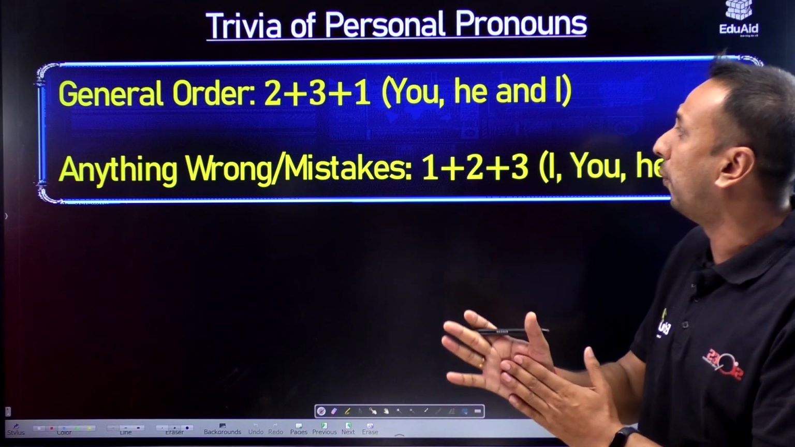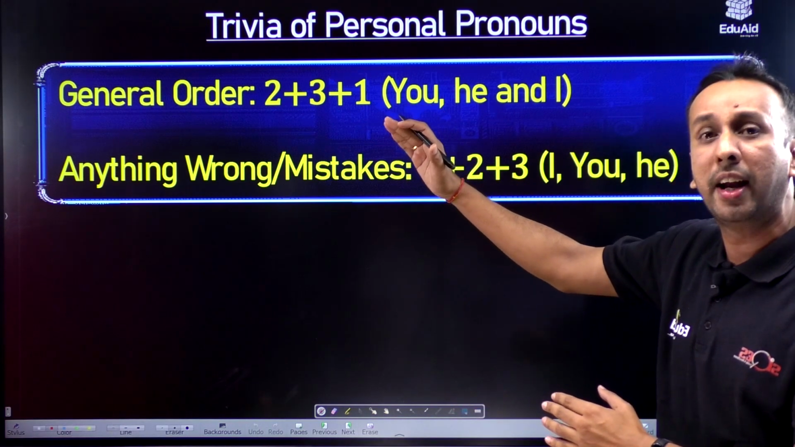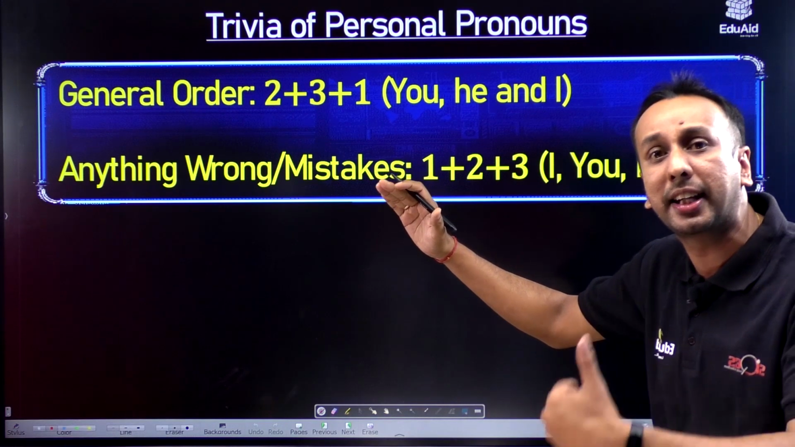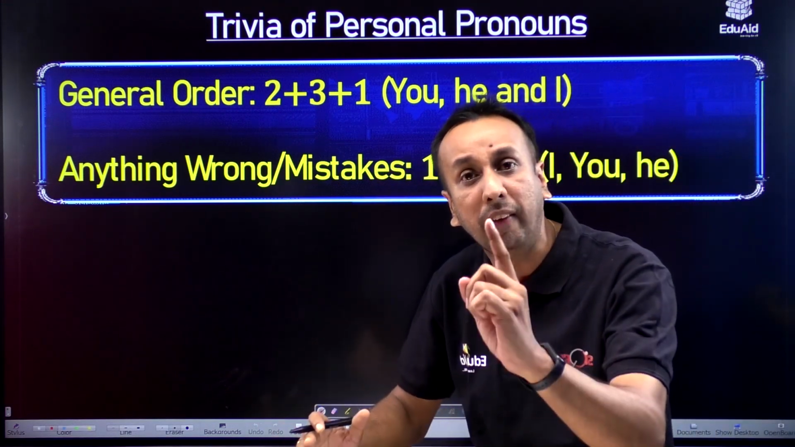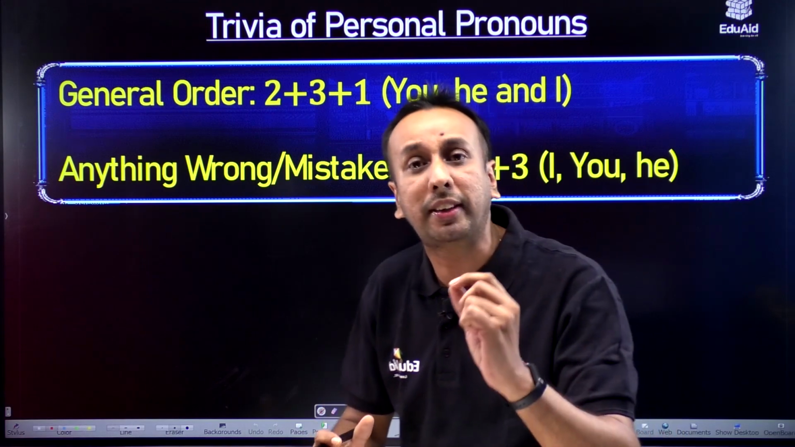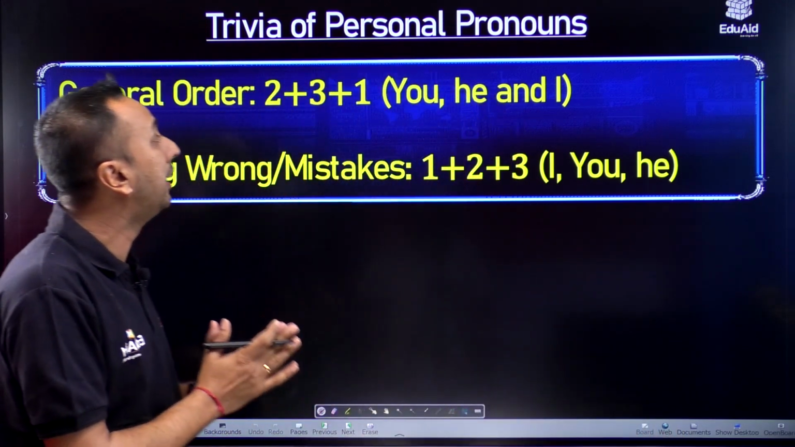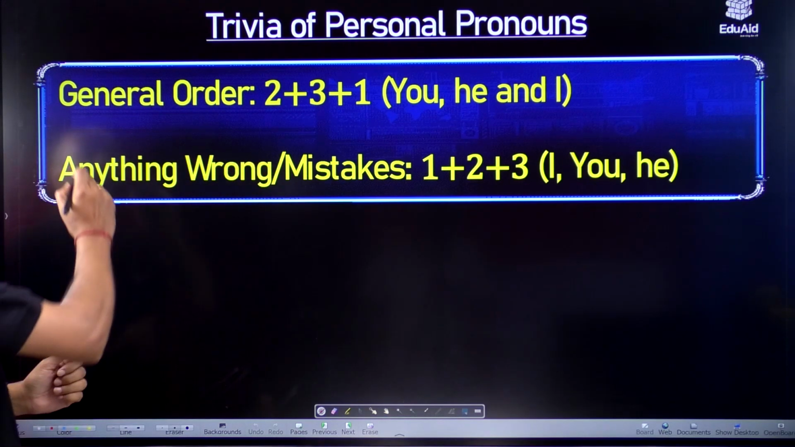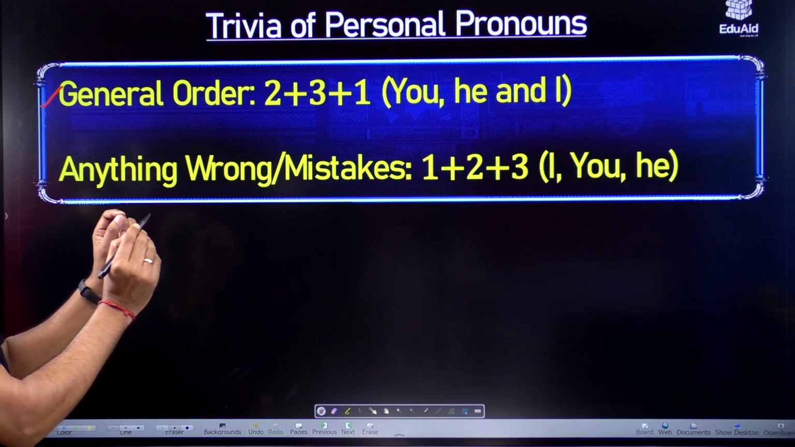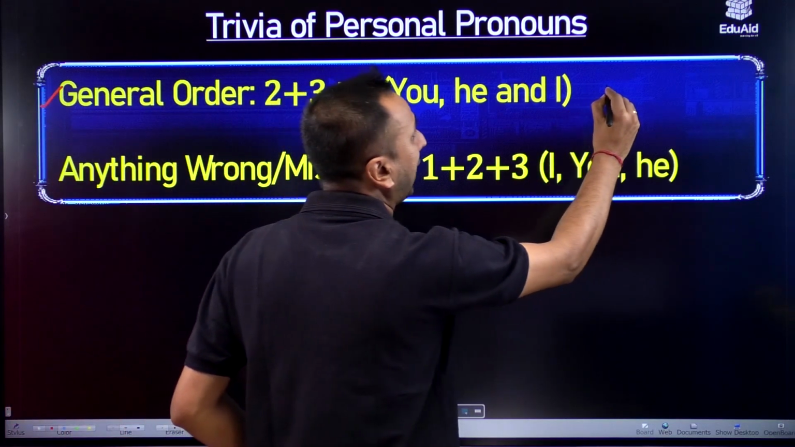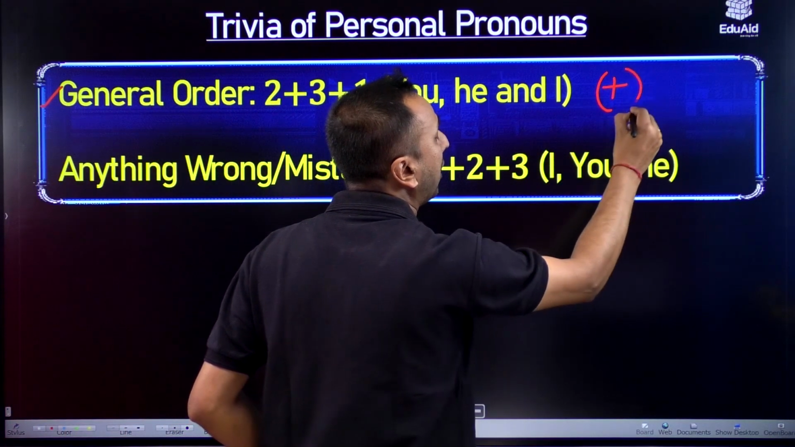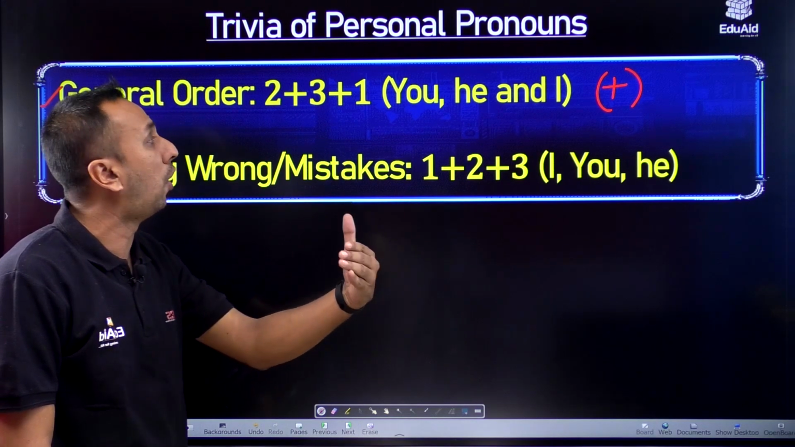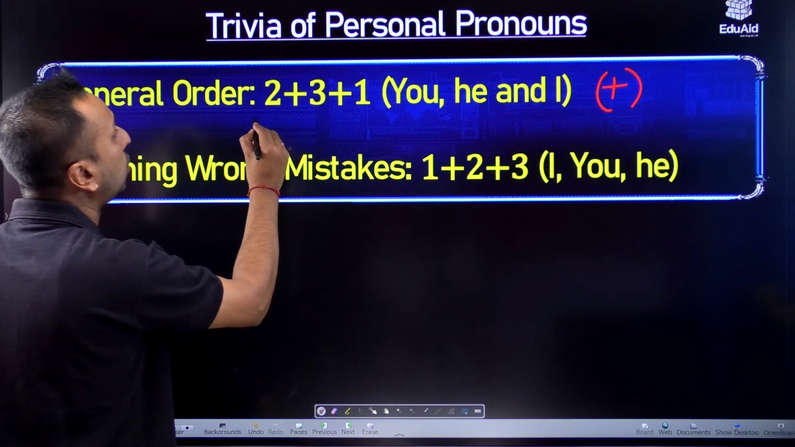That when we have got more than one pronoun in a sentence, if a sentence carries more than one pronoun, how we need to be putting that sentence. The general order, what do we call the general order? The sentence that conveys a positive idea, you can call it like that. There is no negativity in it. The general order is 2, 3, 1.